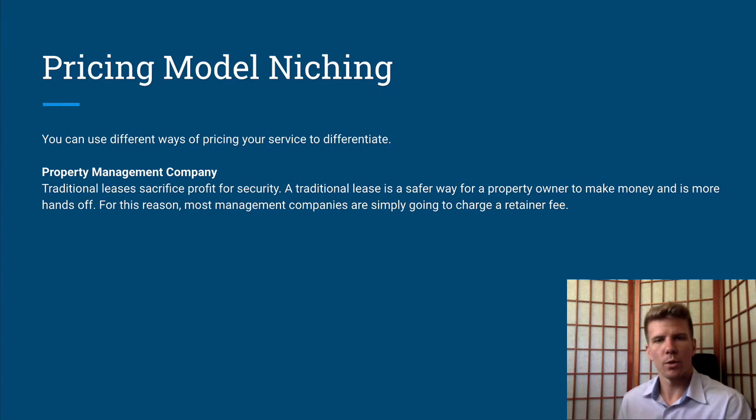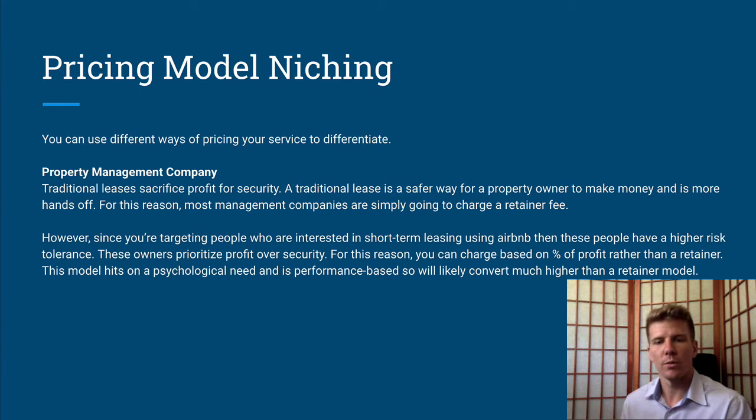For that reason, most property management companies are doing their pricing based off of retainers. However, since you're targeting people who are interested in short-term leasing using Airbnb, these people have higher risk tolerance. They're prioritizing profit over security. For this reason, you can change your pricing model to a percent profit, more of a performance-based model rather than a retainer. And this hits specifically on that psychological need. You know that one of the biggest needs they have is actually profit. They want to optimize that. So your pricing model backs that.